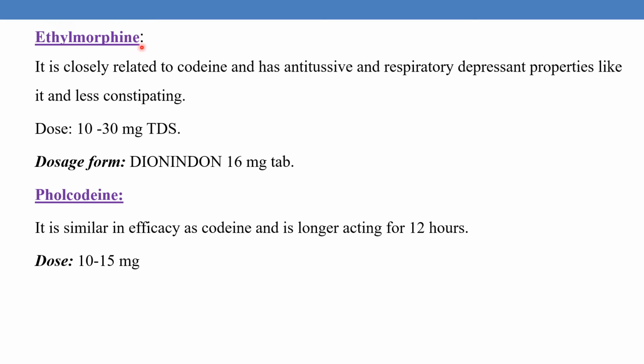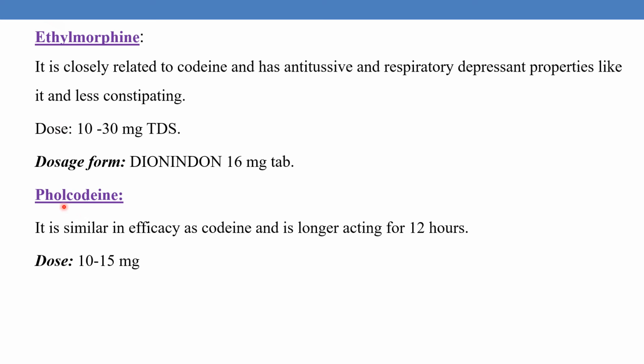The next drug is ethylmorphine. It is closely related to codeine and has antitussive and respiratory depressant properties, and it is less constipating. The dosage is 10 to 30 mg thrice a day. Dosage form is Dionine, which is a 16 mg tablet.